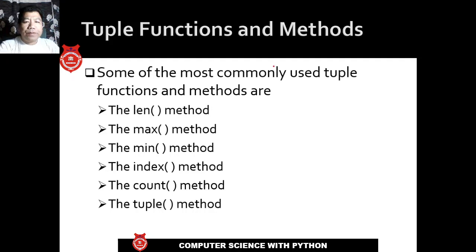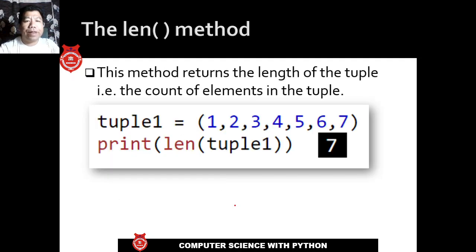Some of the most commonly used tuple functions and methods are len function, max function, min function, index function, count function, and tuple function. So we are going to study these things one by one. First, the len method. This method is very popular. It is applicable to string, it is applicable to list, and it is applicable to tuples too. For example, if I have tuple 1 from 1 to 7, if I print the length, I'll get the number of elements. How many elements are there? There are 7 elements. All right?